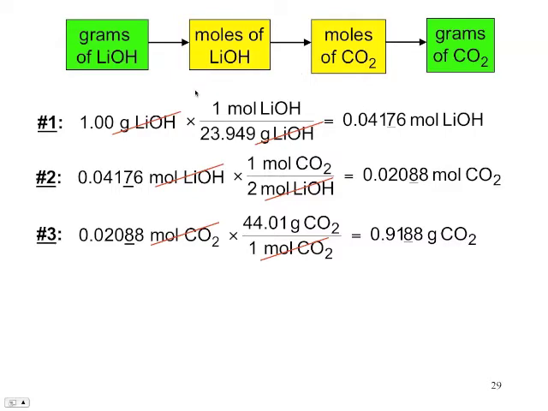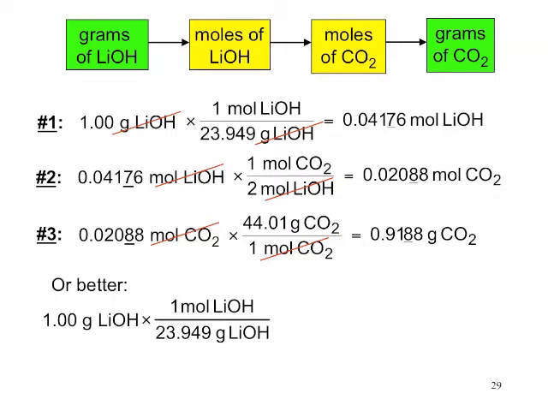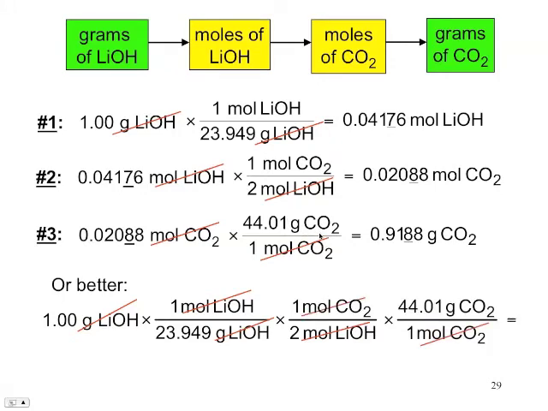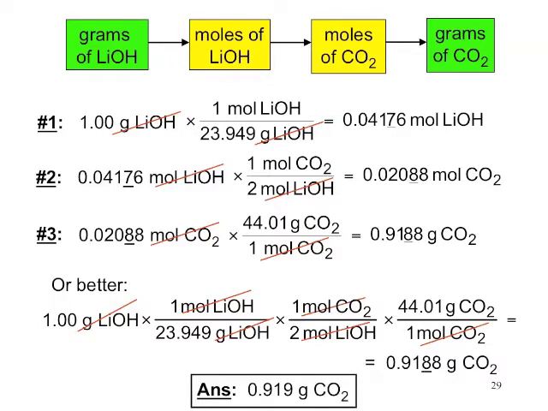We can string all 3 of these together. In fact, this is what you want to do on your exams and in your homework. And before you ever get out your calculator, you want to write all of this stuff out. We're going to take our three conversion factors and link them all together. Here's the first one, the molar mass. Then we multiply by the second conversion factor, which gives us our mole-to-mole conversion. And then in the third conversion factor, we convert our moles of CO2 to mass of CO2. Note that all of our units cancel, and we end up with 0.919 grams of CO2.